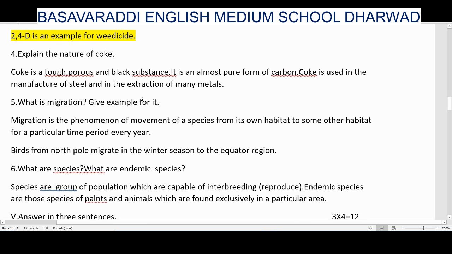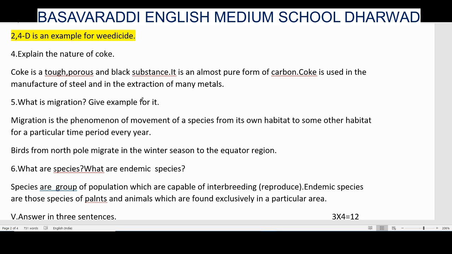Explain the nature of coke. Yes, coke is what? A fossil. It's a kind of fuel, fossil fuel. Okay, so where all is this coke being used? For a 2 mark question, you need to answer in that way.